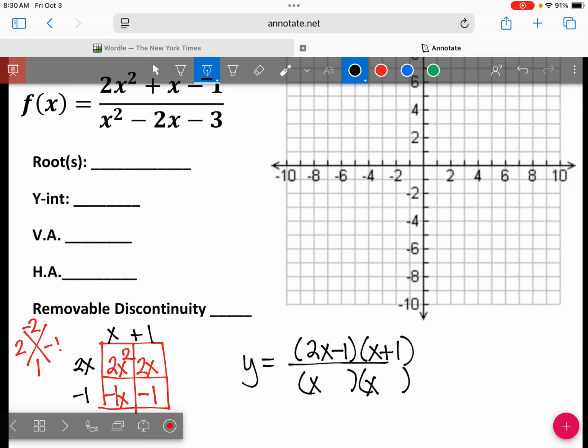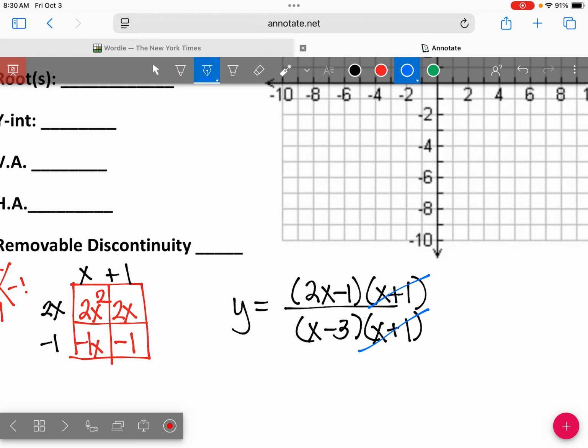So that should be -3 and +1. Who got that? So what do you notice? X plus 1 can be removed. This can cancel. So this time we do have a removable discontinuity. So let's figure out where that is.